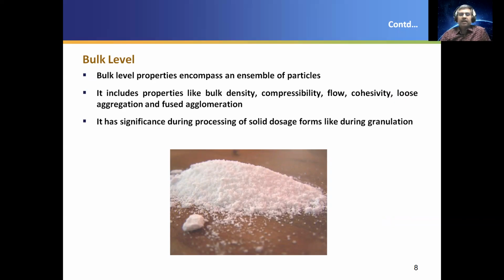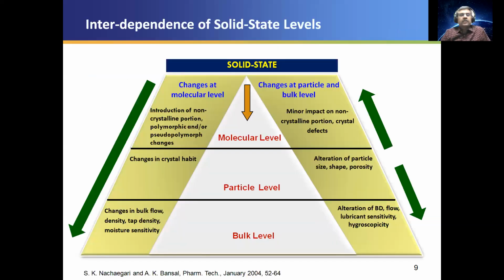So we have learned till now what is solid state pharmaceutics, and what are the three levels of solid state, that is the molecular level, particulate level, and the bulk level. These three levels of solid state in fact are interdependent on one another. What we mean by interdependence is the fact that if you make a change at one level of the solid state, it is going to be reflected as a change at the other level as well.